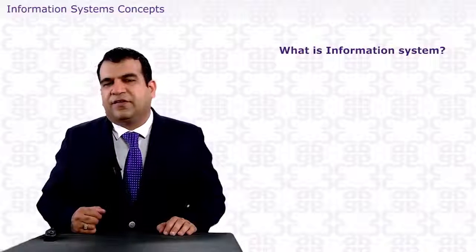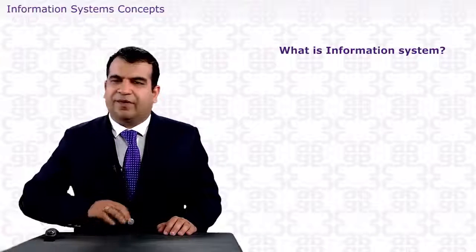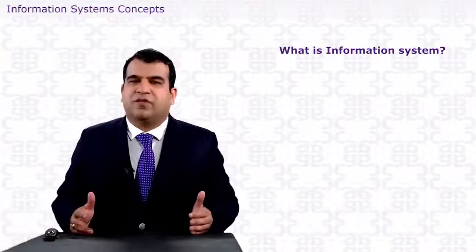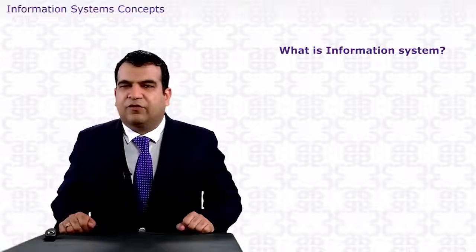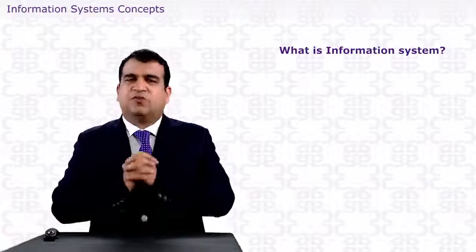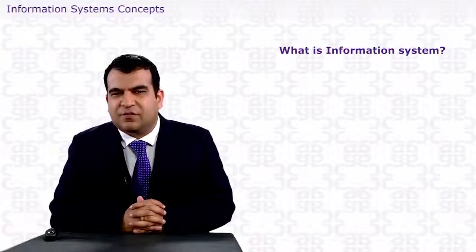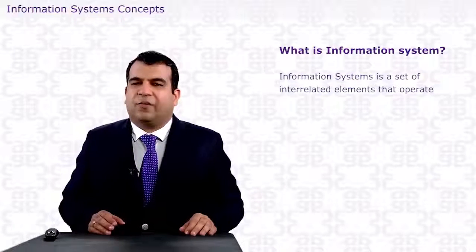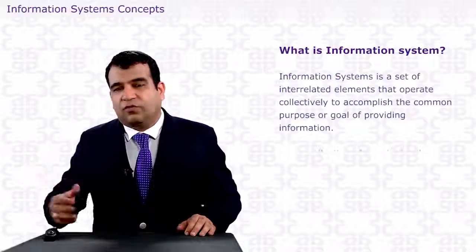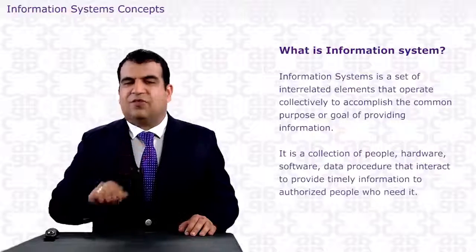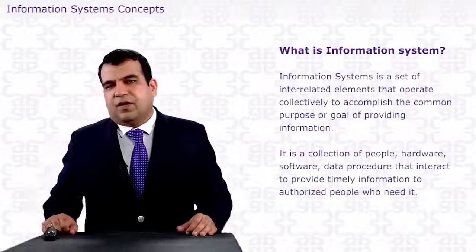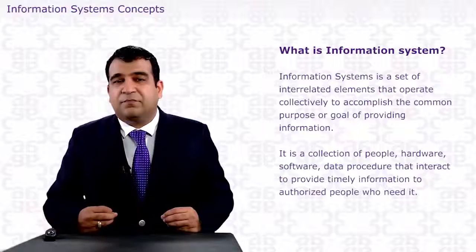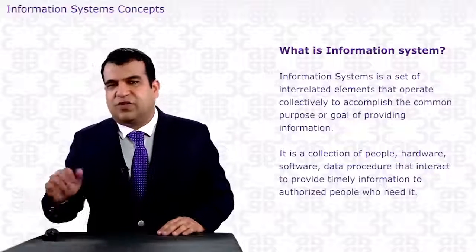System, to repeat, is a set of interrelated elements that operate collectively to achieve a common purpose or goal. And information is data that has been converted into meaningful form. So when you combine the two terms, another term comes out, information system. That is a system where interrelated elements operate collectively to achieve the goal of providing information, known as an information system. A manufacturing company is a system, but a manufacturing company's computers as a whole are its information system.